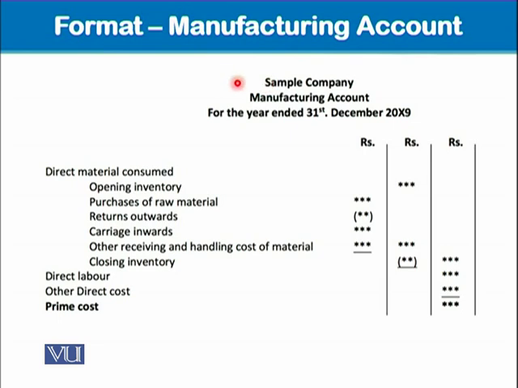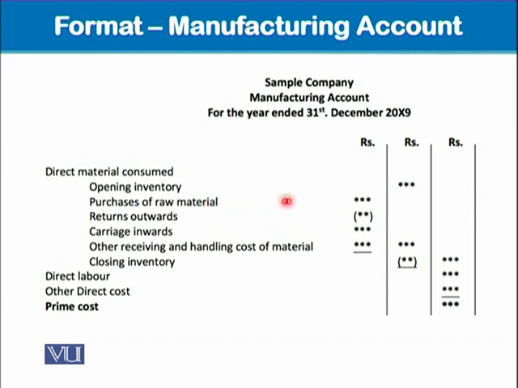We are just taking a sample company. The title is manufacturing account, and this is prepared for the year ended 31st December 2009. It is our assumption. Again, the first two columns are for working, and this is the final column. Direct material consumed is the first information that we need to work out, for which we have an opening inventory that we will place over here.